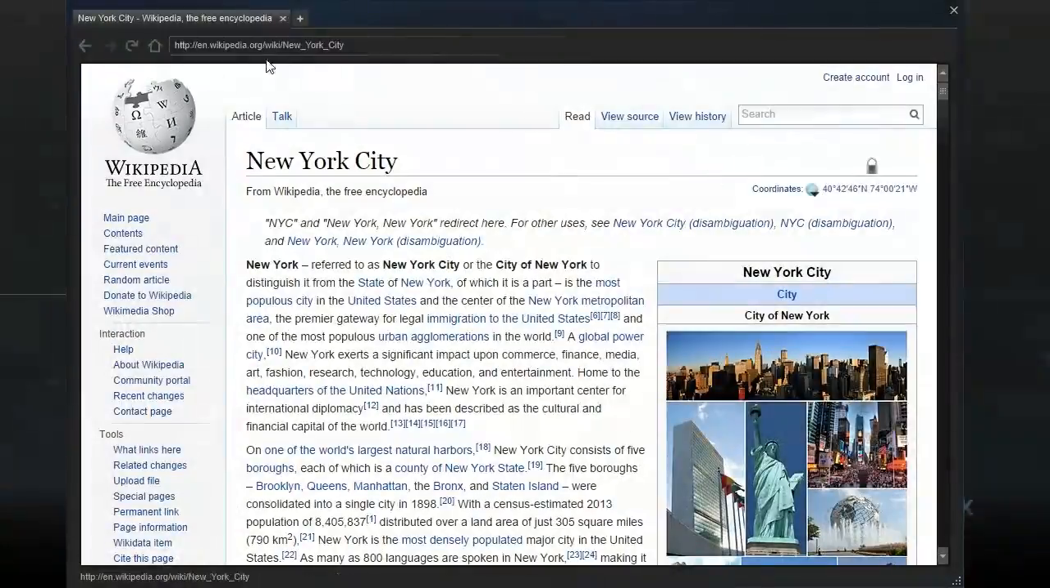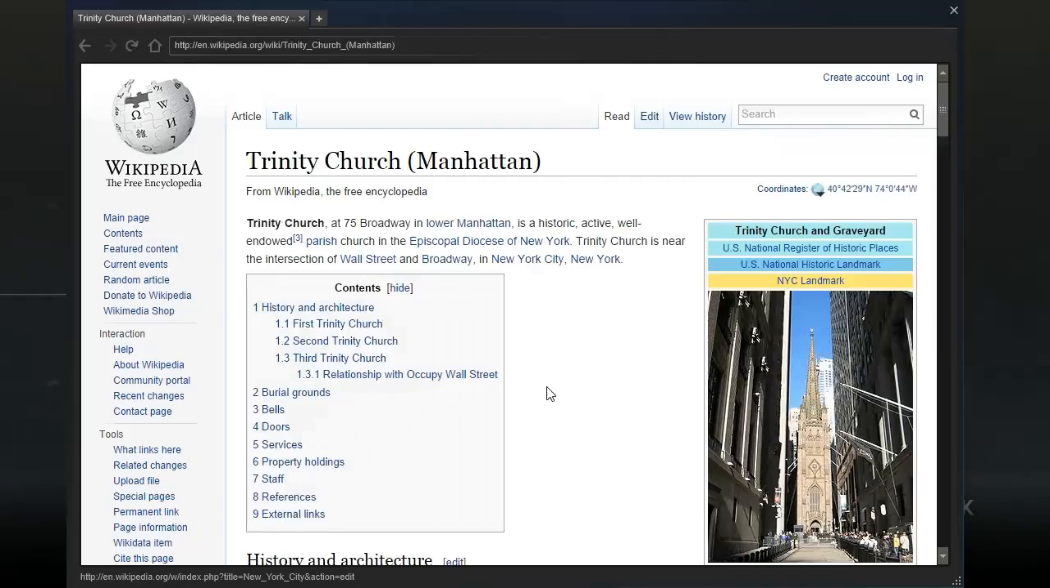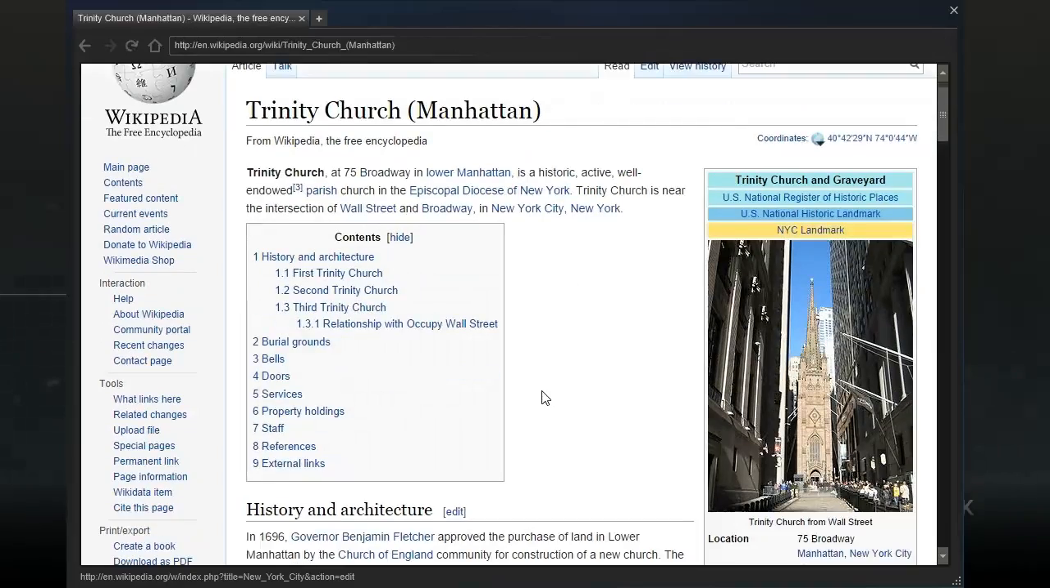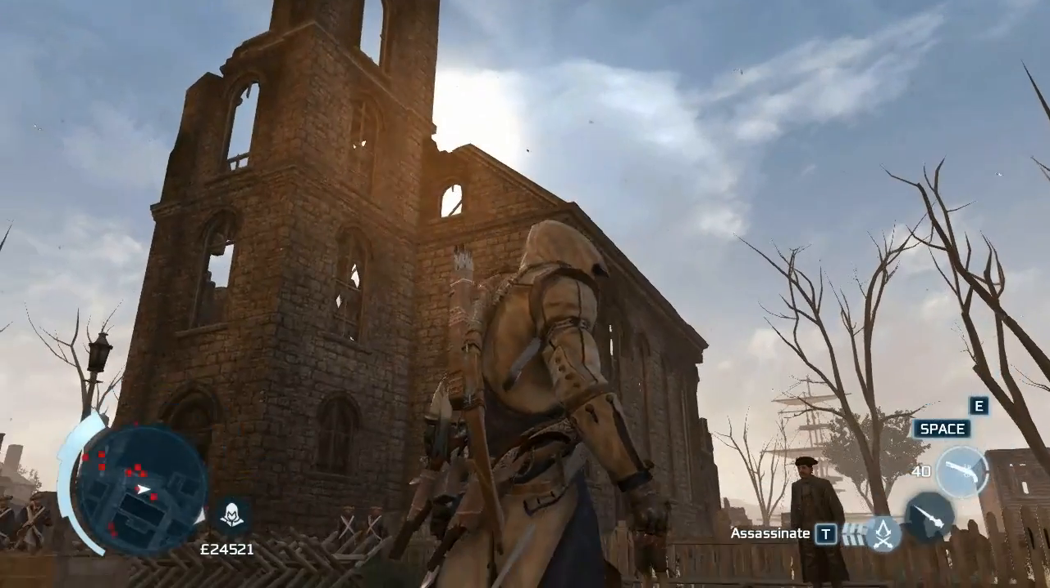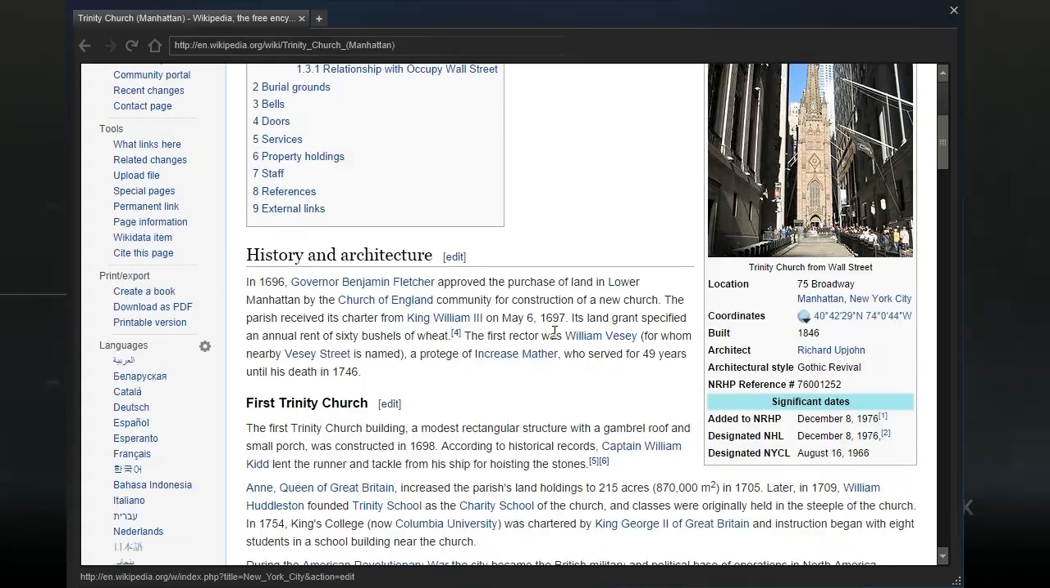There you go. Let's come here and go to Trinity Church, Manhattan. Does it look like what we have today? Not really, no. Trinity Church, located at 75 Broadway in Lower Manhattan, is a historic, active, well-endowed parish church in the Episcopal Diocese of New York. Trinity Church is near the intersection of Wall Street and Broadway in New York City, New York. So, there's a lot of people over there.